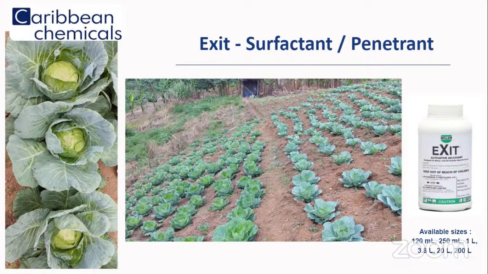The first one is Exit. Exit is an adjuvant which has a surfactant in it, which brings the active ingredient of the insecticide into the plant. So it makes the active ingredient translaminar. It brings it inside the plant, so it gives a longer residual effect of the chemical in the plant.